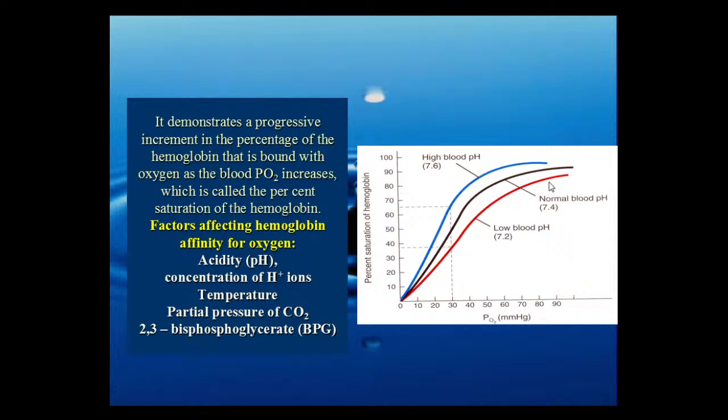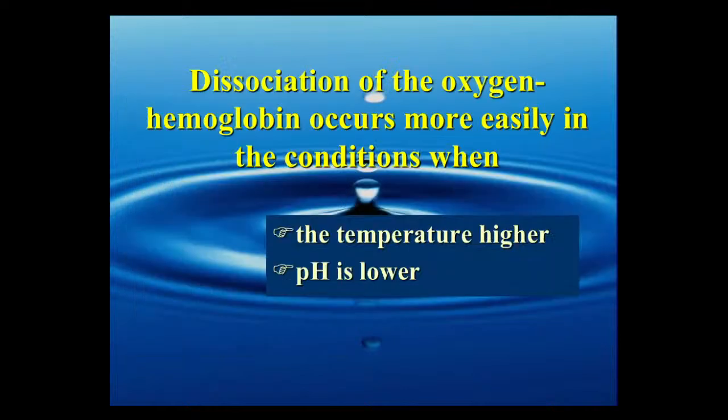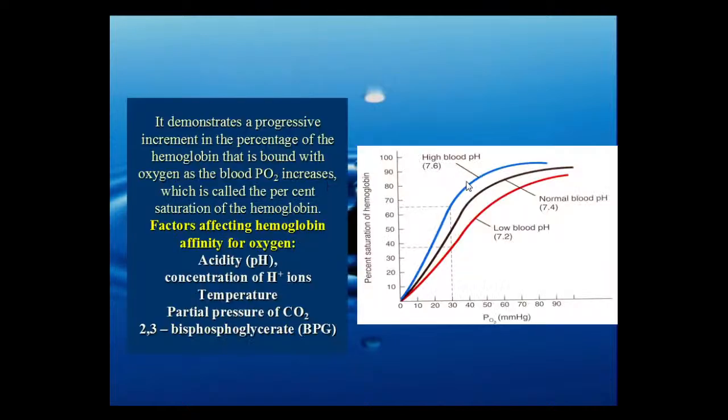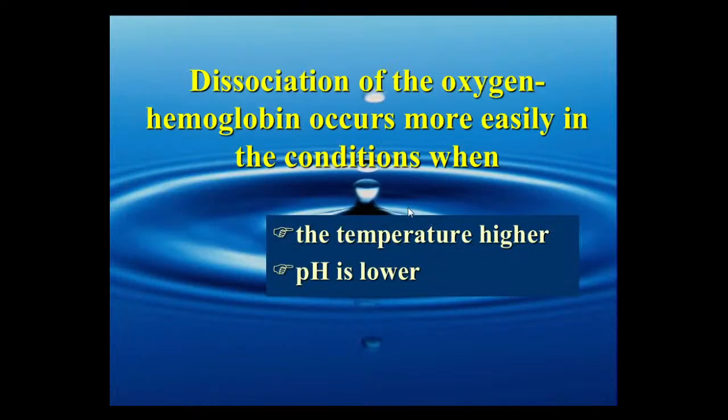Low pH, low blood pH you can see here, and more acidity in this case. In this case, we have a change in the process of dissociation of oxyhemoglobin and movement of oxygen to tissues. Such a position of the curve we call a right shift of dissociation. And on the left shift, you can see here, dissociation of oxygen hemoglobin occurs more easily in conditions when the temperature is higher and pH is lower.